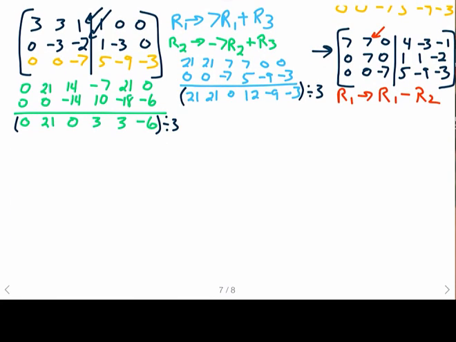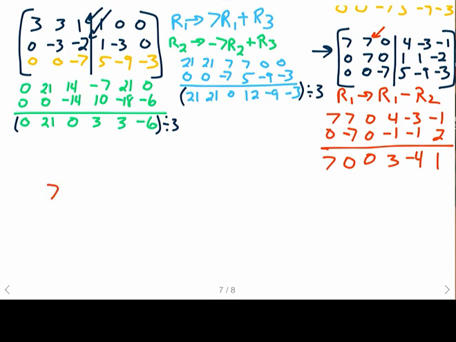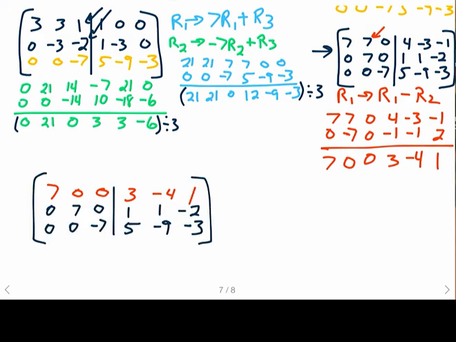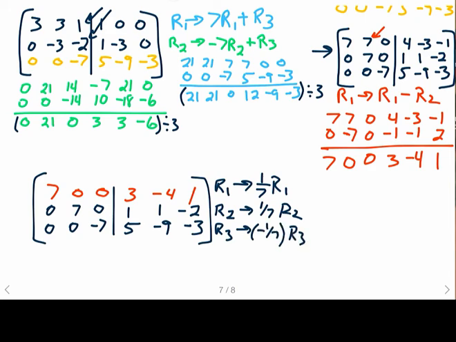And we're going to end up with a new first row of 7, 0, 0, 3, negative 4, 1. And the second and third rows are unchanged. And now, since I want 1s down the diagonal and not positive and negative 7s, I'm going to replace row 1 by 1/7 times row 1. Row 2 likewise by 1/7 times row 2. And row 3 by negative 1/7 times row 3.